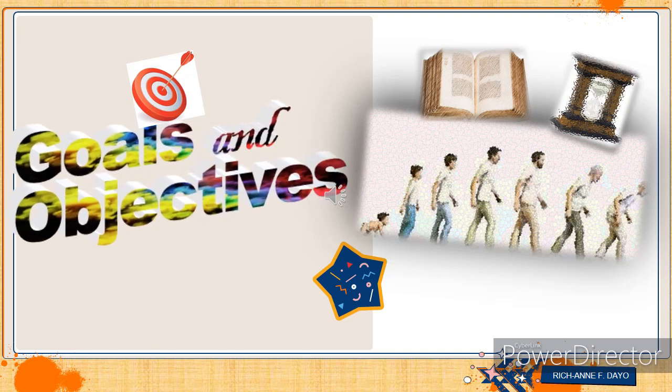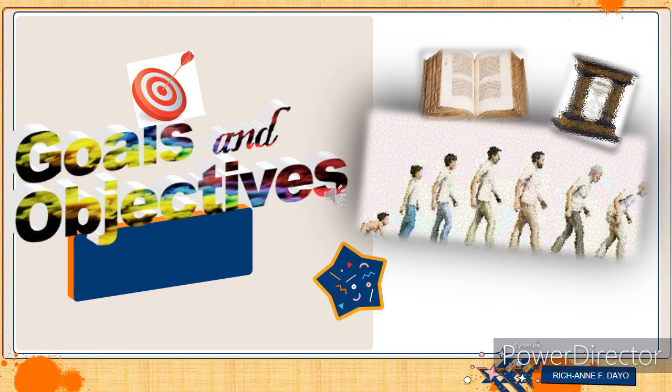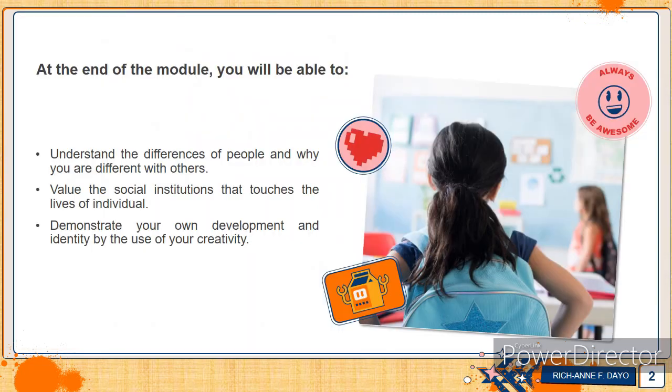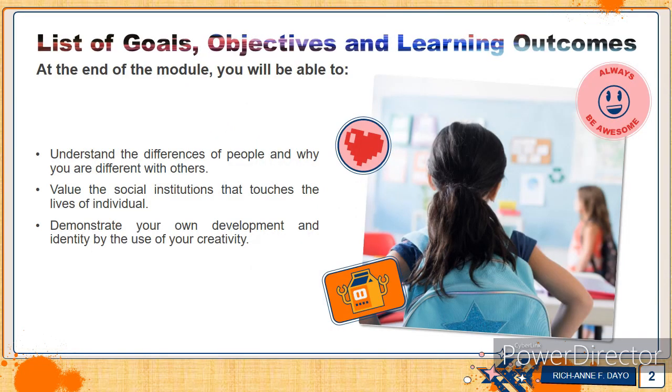Before we go to our topic, this is the list of goals and objectives that we need to attain while answering this module. At the end of the module, you will be able to: number 1, understand the differences of people and why you are different from others. Number 2, value the social institution that touches the lives of individuals. Number 3, demonstrate your own development in identity by the use of your creativity.